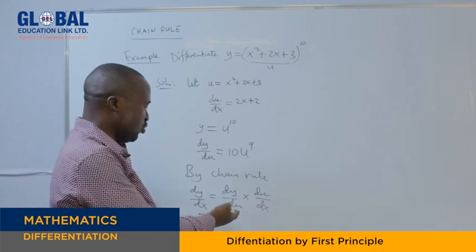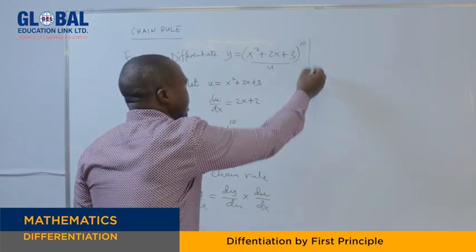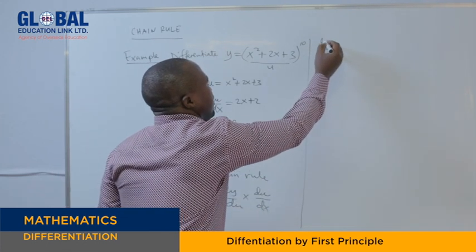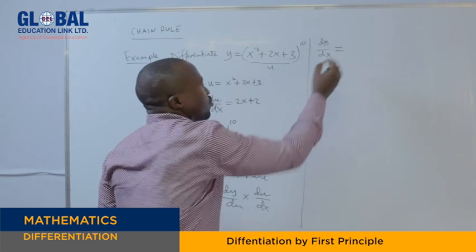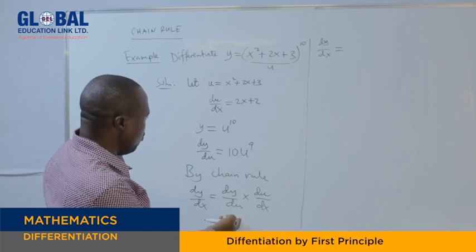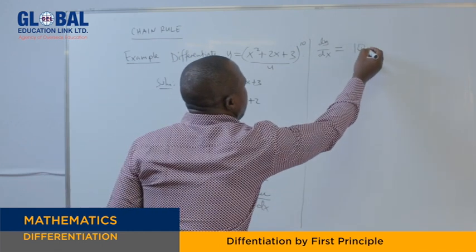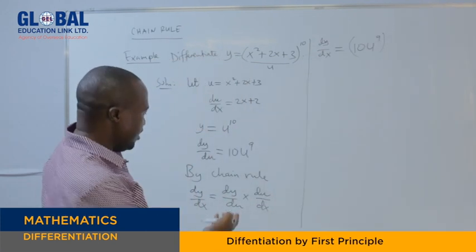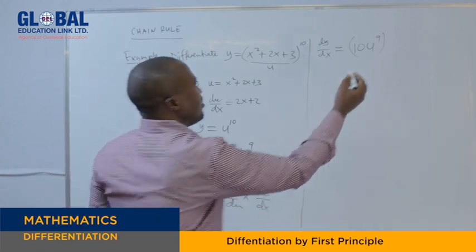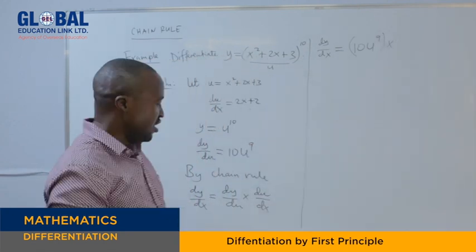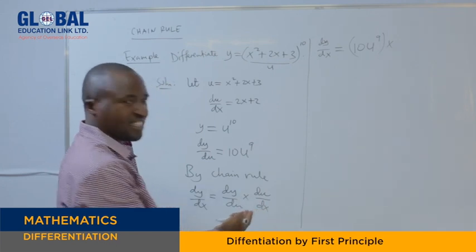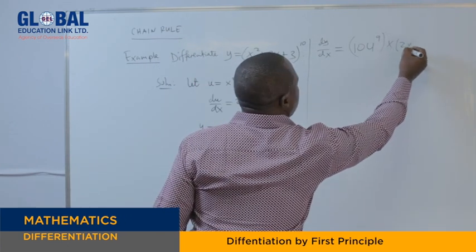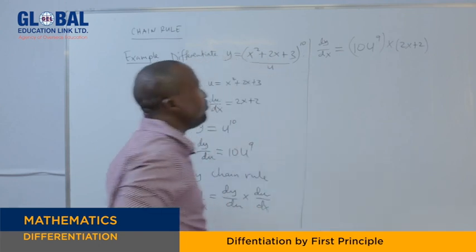Now it is time to substitute in our general formula. That is, dy over dx is equal to dy over du, that is 10 u raised to 9. That is dy over du. Then again times du over dx, it is this one. So again we multiply by 2x plus 2.